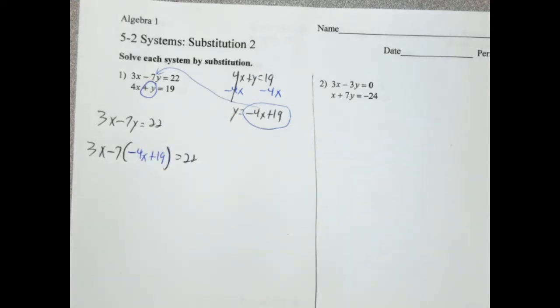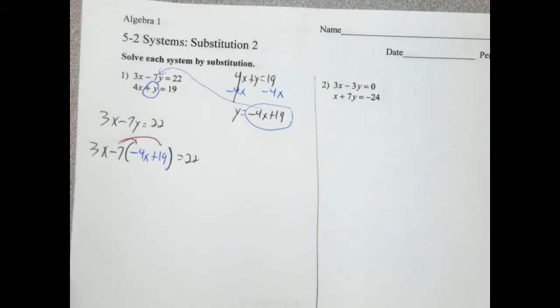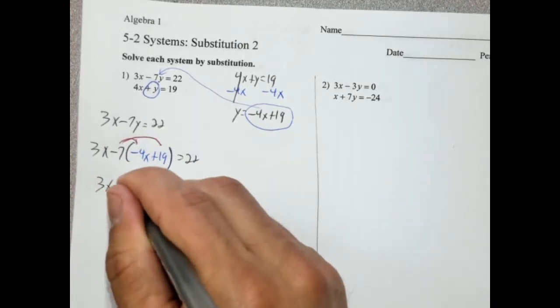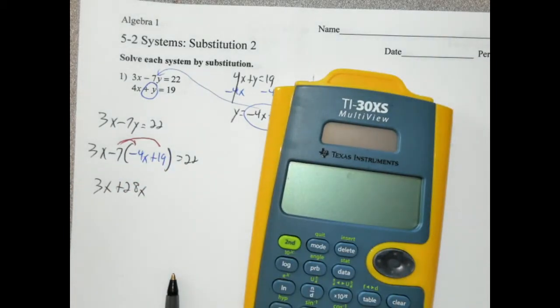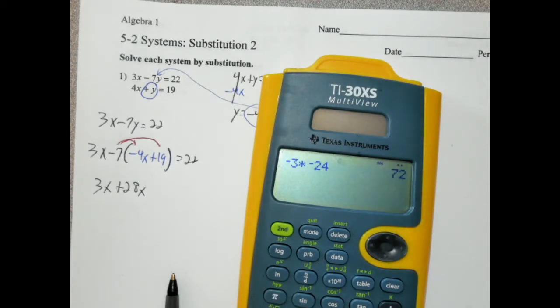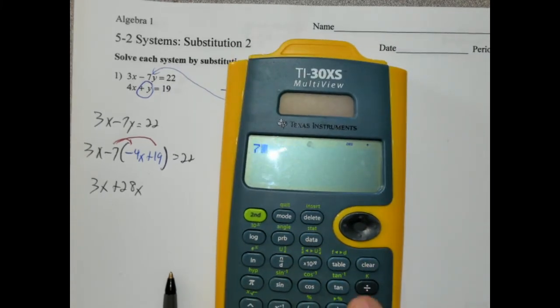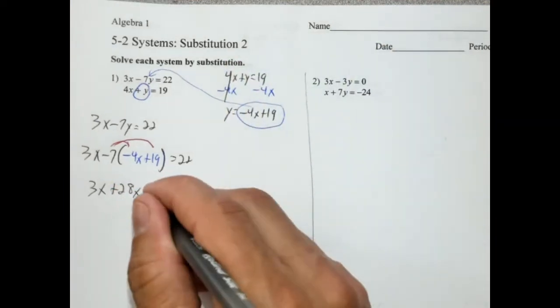And now we're simply going to solve for x. Okay, so let's distribute this negative 7 here. And don't forget that is a negative 7. There's a negative sign there. So we have 3x, and then negative 7 times negative 4 is positive 28. So plus 28x. And 7 times 19, I don't know what that is. Let's see. 7 times 20 would be 140. So I think it's 133, but let's just make sure, just to be safe. 7 times 19. Yep, is 133. So minus 133.